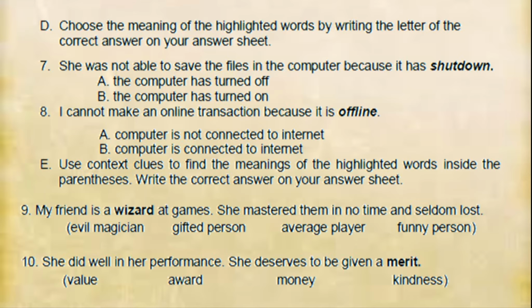Use context clues to find the meanings of the highlighted words inside the parentheses. Write the correct answer on your answer sheet. 9. My friend is a wizard at games. She mastered them in no time and seldom lost. Evil magician, gifted person, average player, funny person.